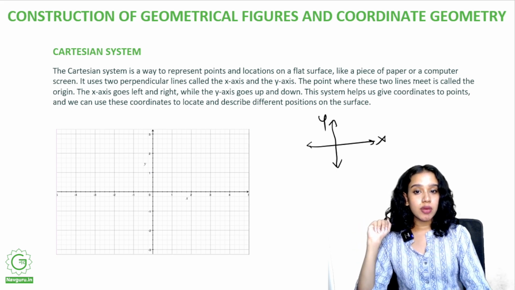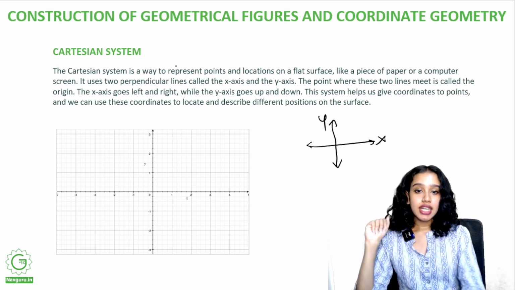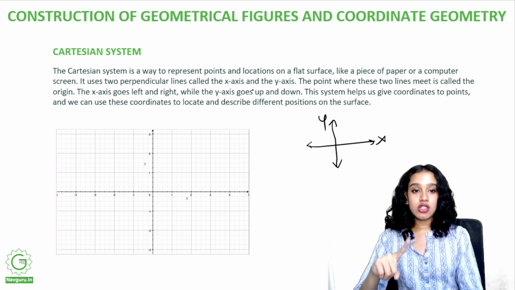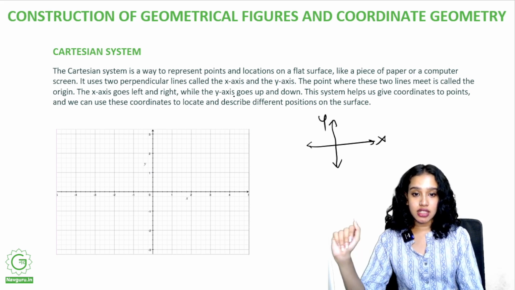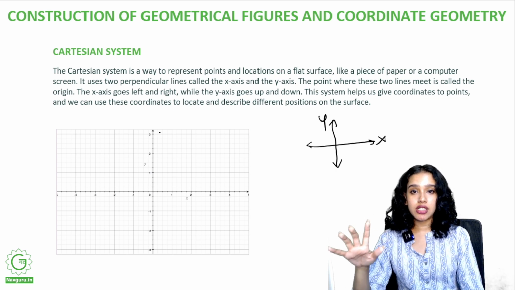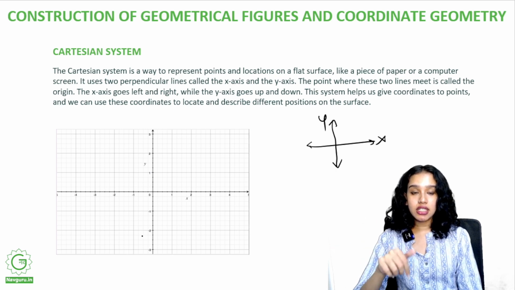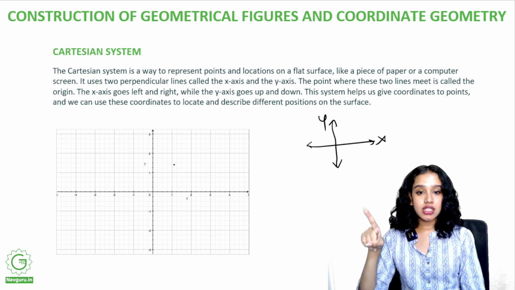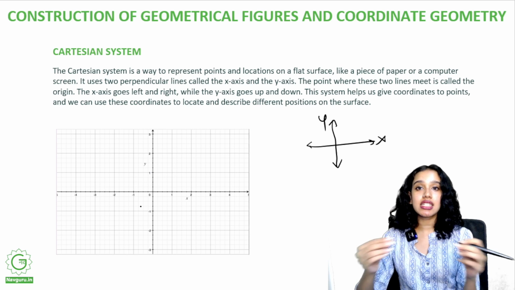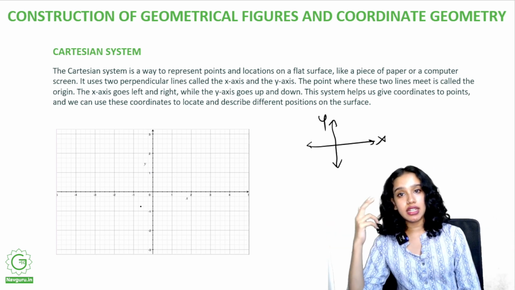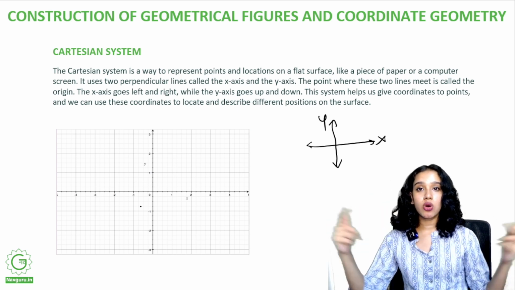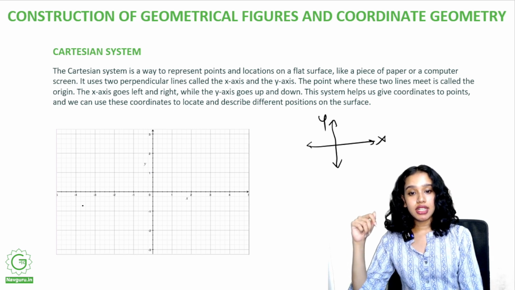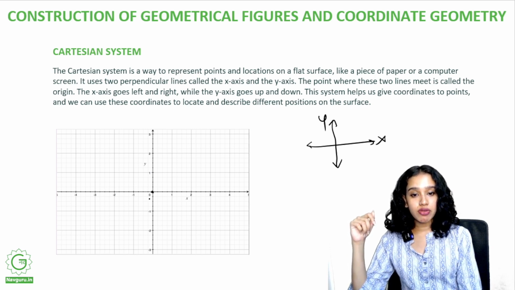So the Cartesian system is a way to represent points and locations on a flat surface, like a piece of paper or a computer screen. It uses two perpendicular lines called the x-axis and y-axis. So what do we have in the Cartesian system? We have the x-axis here and the y-axis here. The point where these two lines meet is called the origin. The x-axis and y-axis extend infinitely towards both sides, so we cover the whole x-plane and y-plane. And now we have the point where they meet each other, which is at 0.